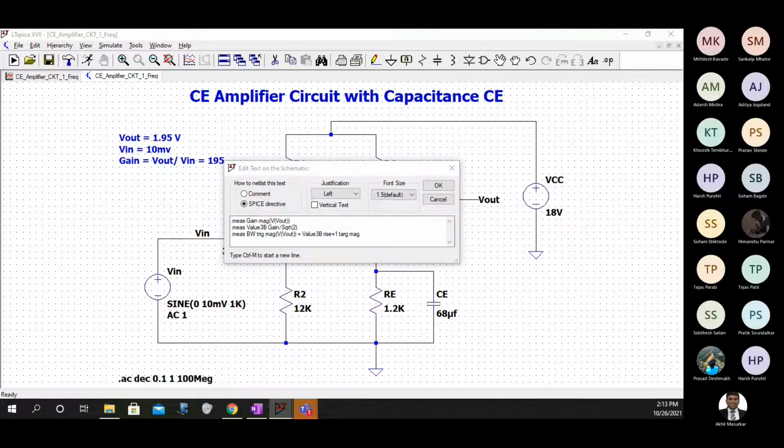Just 1 minute. I'll tell you the exact command.